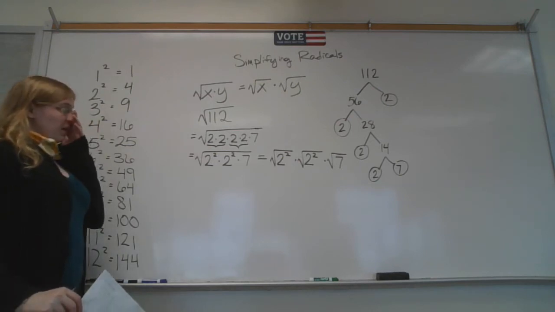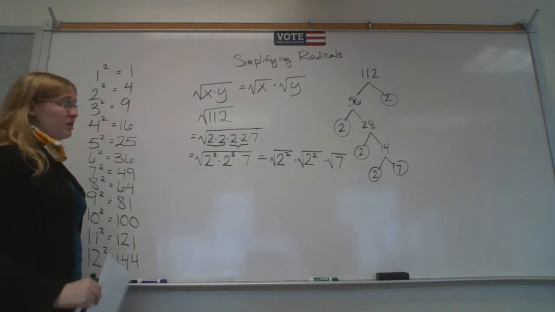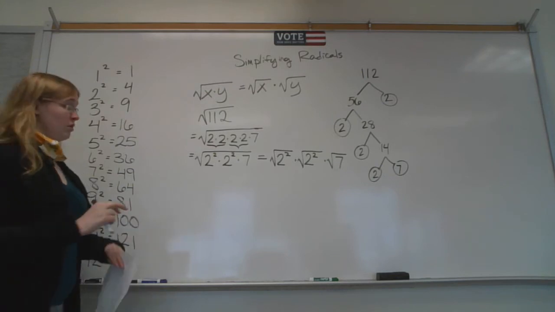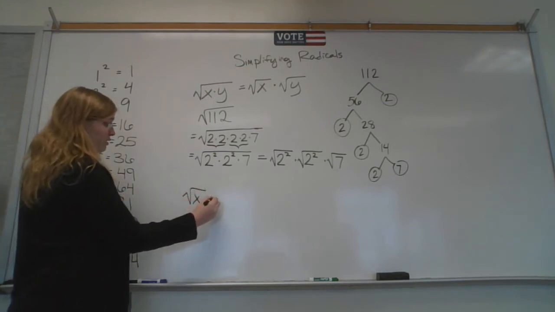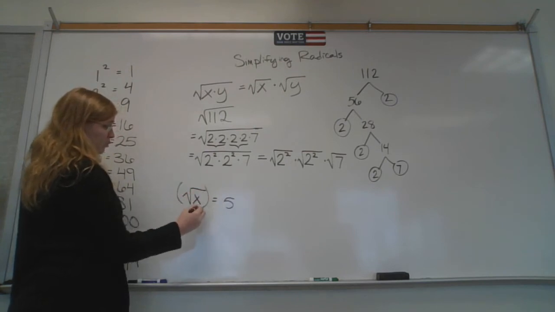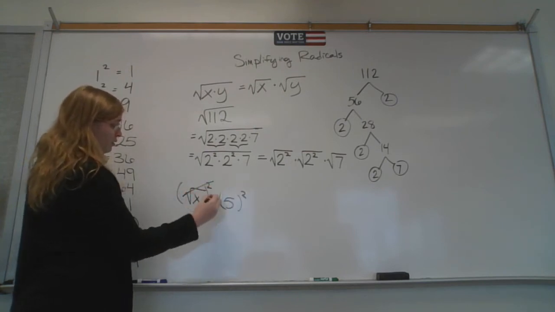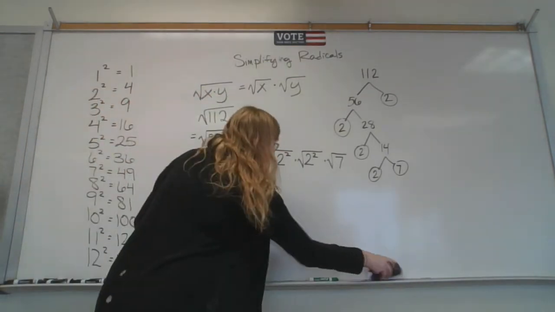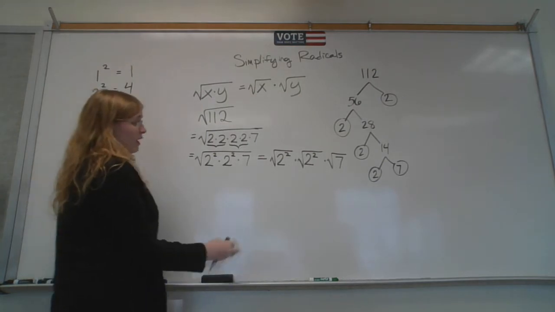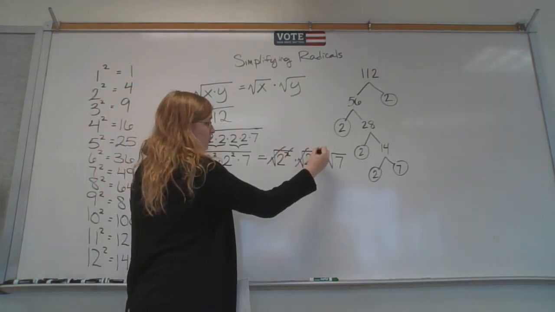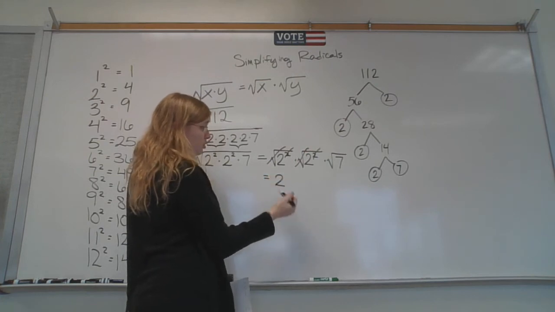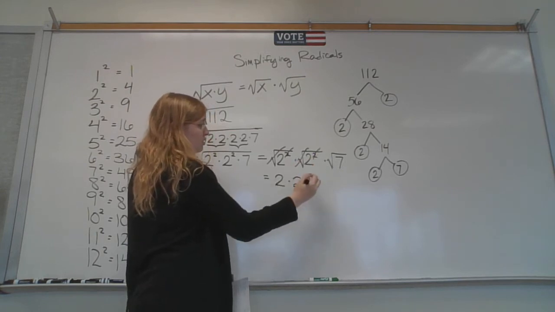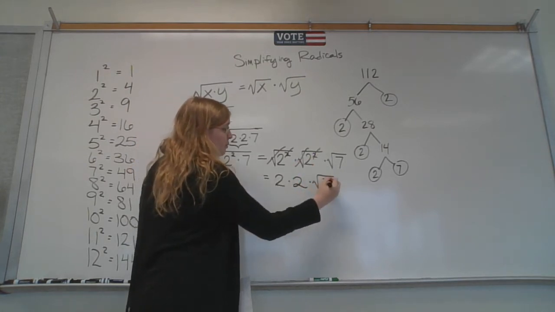Here's why I do that. Because we all know from our studies this year that square root and square cancel out. Remember how we'd have square root of x equals 5, and we would cancel out the square root with a square, say x equals 25. So square root and square cancel out, then this is now just 2, because the square root and the square canceled out. And my square root of 7 is still there.